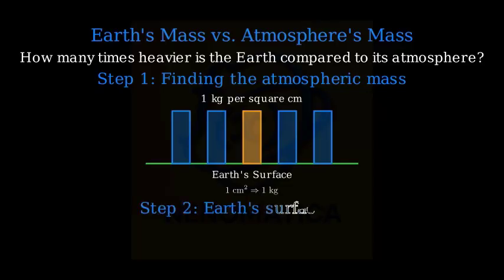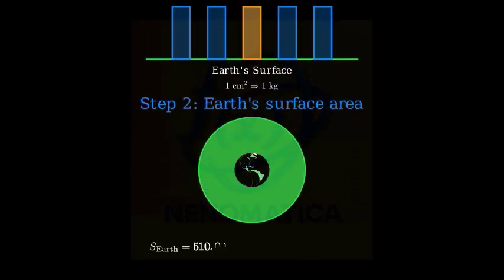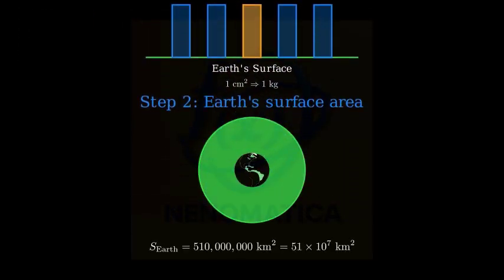Step 2. We need the Earth's surface area. Reference books tell us that the Earth's surface area is approximately 510 million square kilometers, which can be written as 5.1 times 10 to the 7 square kilometers. Now we need to convert this to square centimeters, since our pressure is given in kilograms per square centimeter.